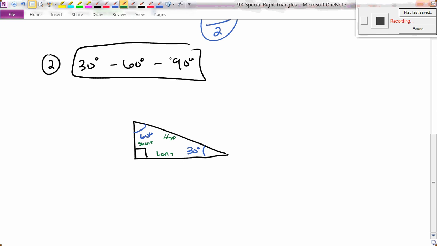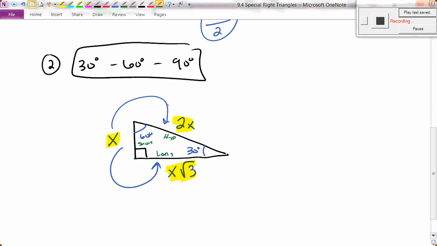So we're going to start with the short leg. The short leg is whatever it happens to be. This is called x because it's a variable. It's going to change from problem to problem. Well, it turns out that to go from the short leg to the hypotenuse, you just double it. It's just 2 times x, whatever that happens to be. And to go from the short leg to the long leg, you multiply your x by the square root of 3. So here are your special ratios that always work.